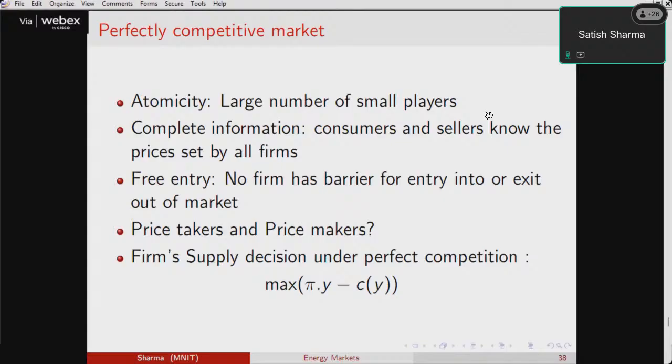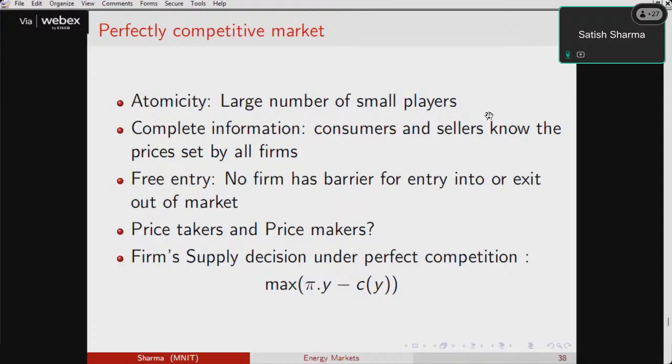The second point is complete information. The consumers and sellers should know the price set by all the firms. Then the third point is free entry. There is no barrier for entry into and exit out of the market. If somebody wants to exit from the market, he can do that, and if somebody wants to enter the market, nobody should restrict that either.